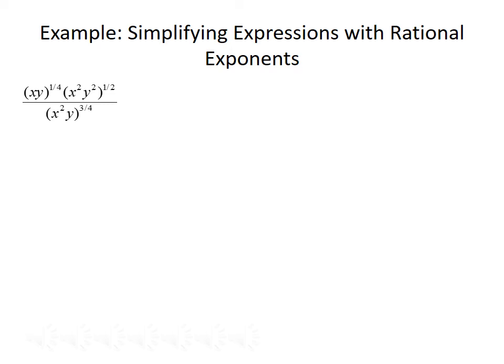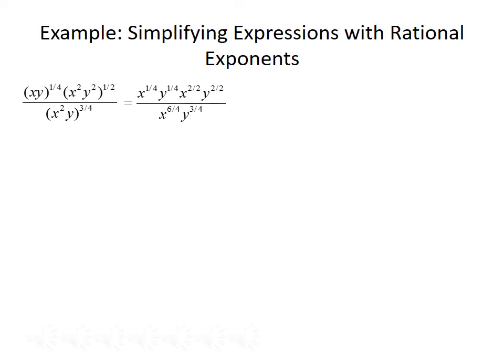The first thing that we want to do is get rid of the parentheses by distributing the exponents throughout. So in the numerator, we'll have x to the 1/4, y to the 1/4, and we'll have x to the 2/2, y to the 2/2. In the denominator, we'll have x to the 6/4 times y to the 3/4.